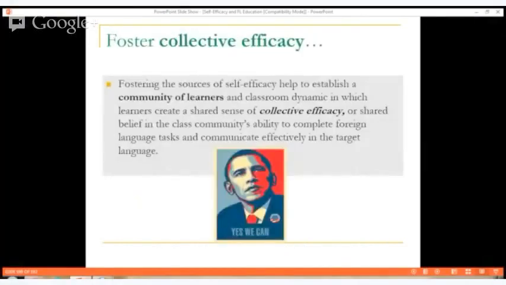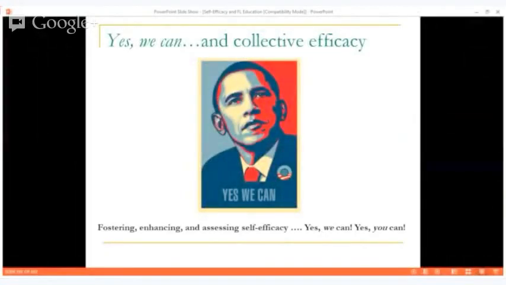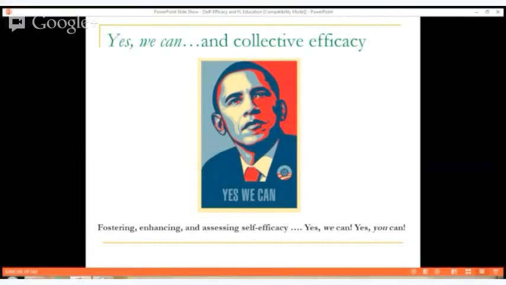And then finally, well, Obama, he ran on this campaign, and it just fits so well with what collective efficacy is. So yes, we can is exactly the notion of collective efficacy. Fostering the self-efficacy, the sources of self-efficacy, really helped to establish a community of learners and a classroom dynamic in which learners create a shared sense of collective efficacy. And in your classroom, you really want to aim and hope that your students are going to have this perceived ability that they can complete these tasks and they can communicate effectively in a target language. And so that, yes, we can. And then fostering, enhancing, and assessing self-efficacy, yes, we can. I hope we all can or have some ideas or have the beginning to start thinking about it. And yes, you can. I think you can, I hope.